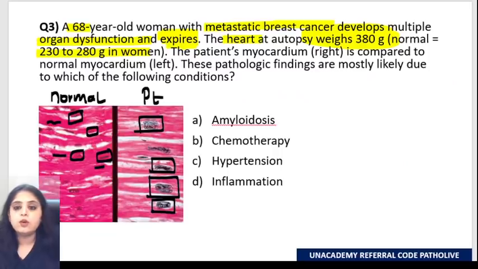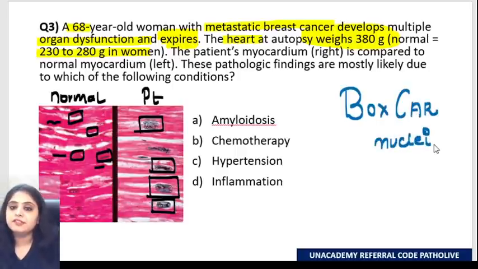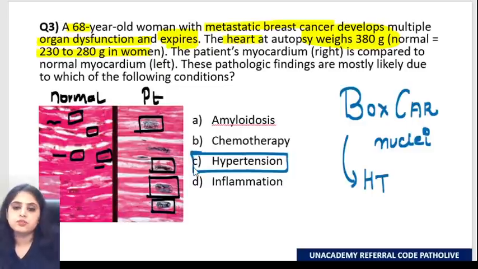Let me come back to my options. Now I've come to know that this was a case where I was seeing box car nuclei in the heart, and I am supposed to say what the condition is. This is seen in cardiac hypertrophy, and one of the causes of cardiac hypertrophy is hypertension. So the answer to this question becomes hypertension.